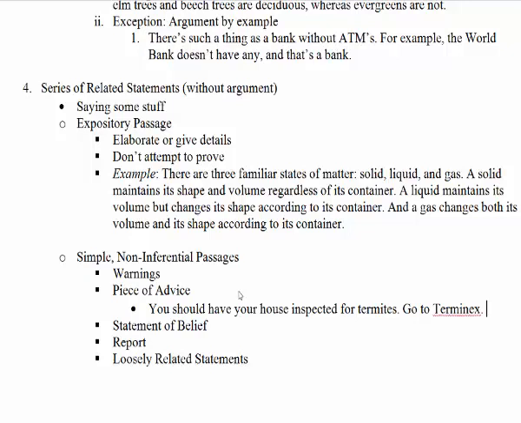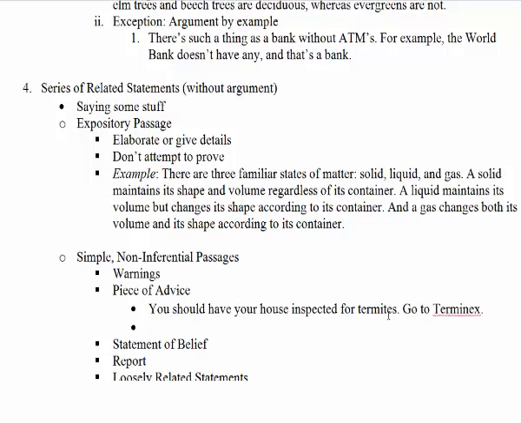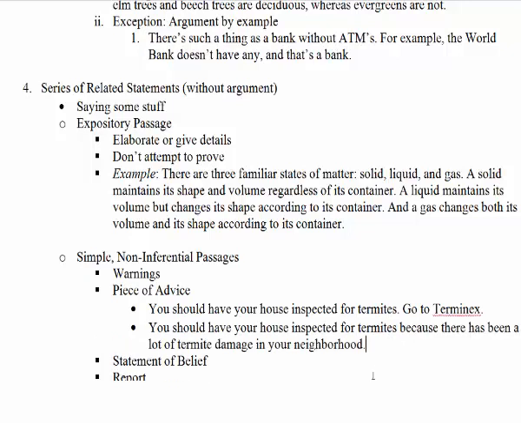Now, one idea that I hope you don't get from this is that these categories are somehow exclusive. We don't mean to say that if you have a piece of advice, that's it, there can't possibly be an argument in there. Somebody could give a piece of advice, and then they could argue as to why you should take that advice. I could say, you should have your house inspected for termites because there have been a lot of termite infections in your neighborhood or something. So now I'm giving you advice, but I'm also giving you an argument. I'm giving you a reason to believe that my advice is good advice.